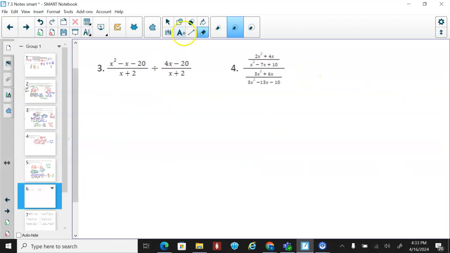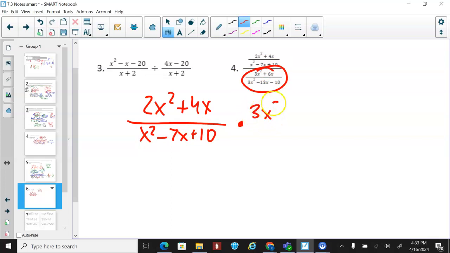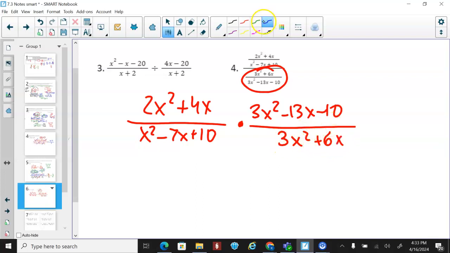All right, and the last example up here. I am going to just flip it. So this is 2x squared plus 4x over x squared minus 7x plus 10 times, now I'm flipping this bottom upside down, 3x squared minus 13x minus 10 over 3x squared plus 6x. Okay? So right here, I have an x squared, but I also have an x. So I have to take a greatest common factor out, and that's going to be a 2 that's in both, and an x. So 2x. Now what's left? x plus 2.